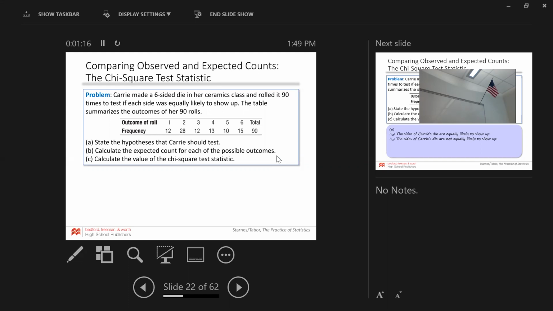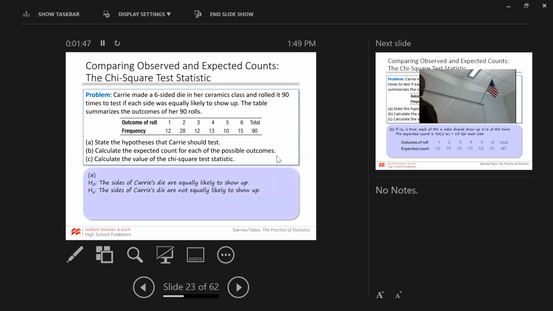Now, if you only do this, as soon as you get the data you start typing in your calculator, and you skip conditions and null and alternate, your ceiling for the question becomes a 2. You're not going to get your goal by getting a 2 on the inference problem. That's just hopeless. So all these PowerPoint prompts are reminding you to take care of the hypotheses and the conditions and go from there.